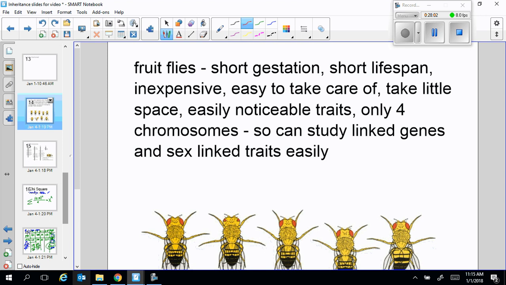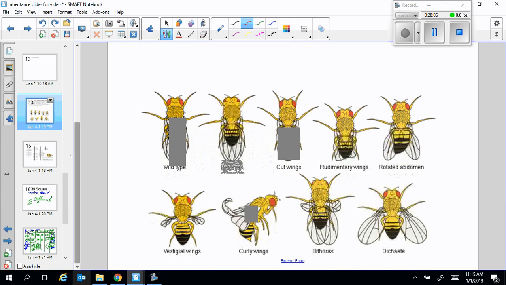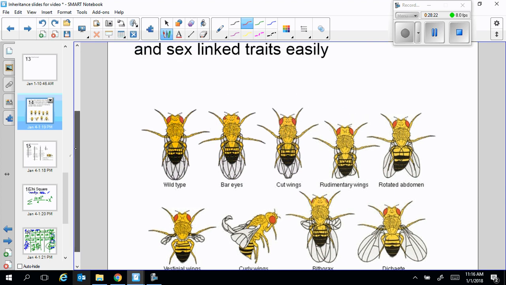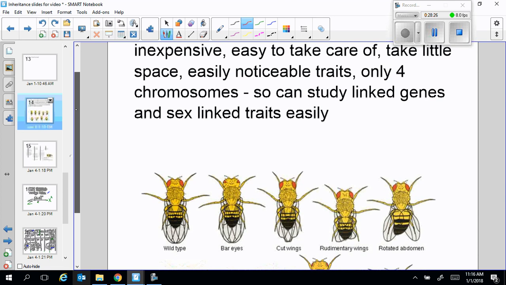They have very easily noticeable traits. So I put this little picture down here to show like, oh, this is wild type, like that's normal. But instead they could have all these different eye colors, white eyes. Their wings could be vestigial, which means they don't grow in right, or their wings could be curly, or they could have different eye types. There's a lot of different traits to look at, and you can tell right away if they have them or not. They actually only have 4 chromosomes, so you can study linked genes quite easily.